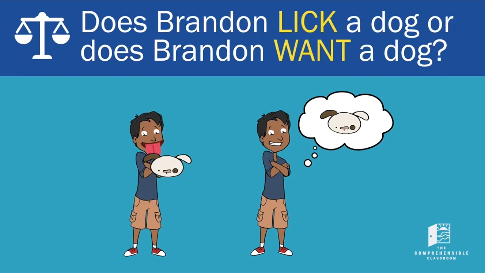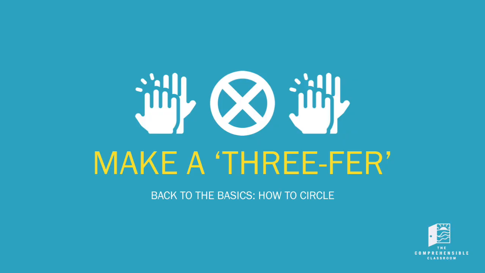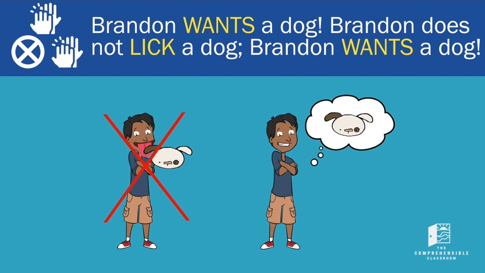Restate the original statement. Either-or question. Does Brandon lick a dog or does Brandon want a dog? Now I'm going to make a threefer. I'm going to restate the original statement, negate the incorrect understanding, and then restate the original statement again. Brandon wants a dog. Brandon does not lick a dog. Brandon wants a dog.